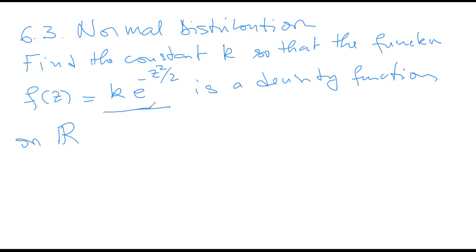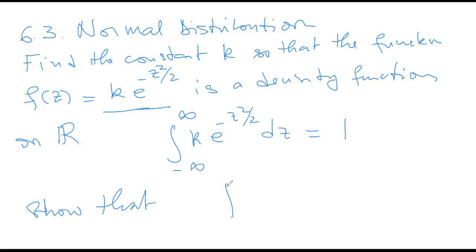So this is a density function if the integral from negative infinity to infinity of k e to the minus z squared over 2 dz is equal to 1. We are going to find this integral and solve for k. So I will say, show that the integral from negative infinity to infinity of e to the minus z squared over 2 dz is equal to the square root of 2 pi. It looks like a common integral, but it is not. For the error function, we say negative infinity to x, fixing it like the cumulative of this.